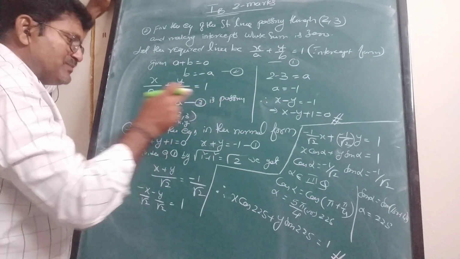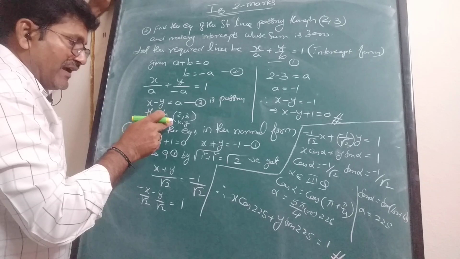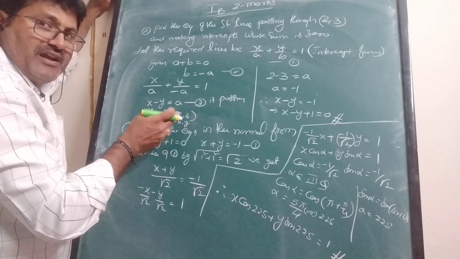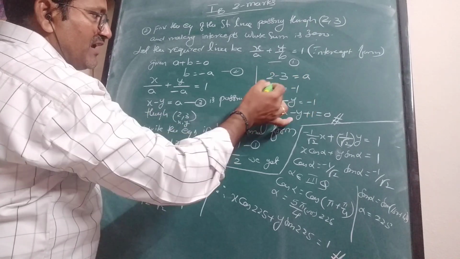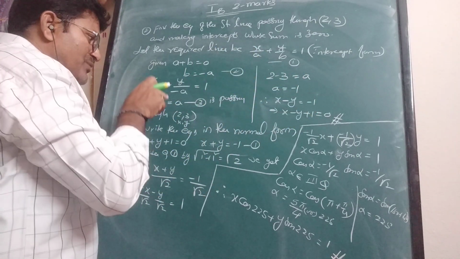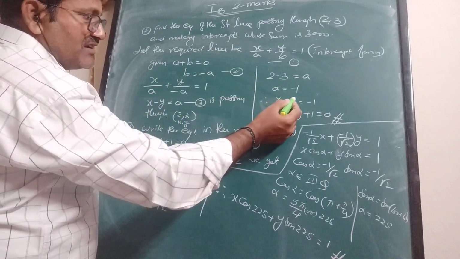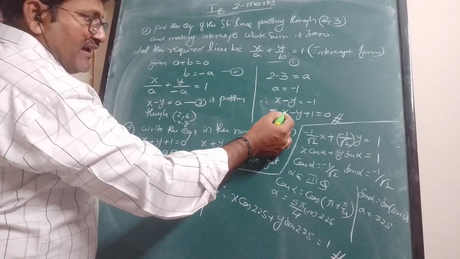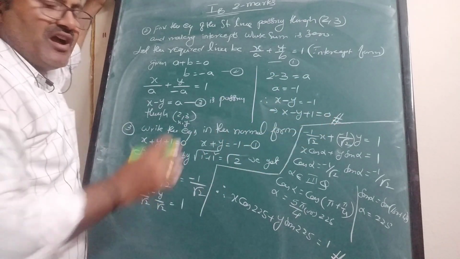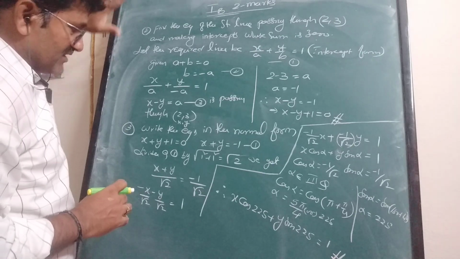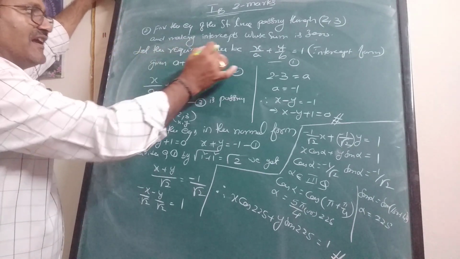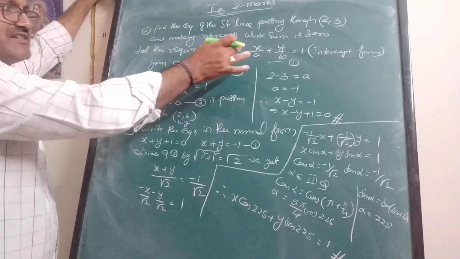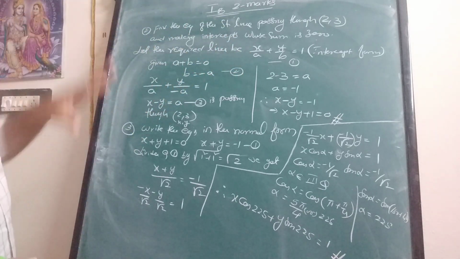And this line is passing through (2, 3). Take (2, 3) as (x, y) and substitute in this. Then you will have 2 - 3 = a, so the value is -1. And again you substitute in equation 3. x - y = -1, or x - y + 1 = 0 is the required equation. This is a 2 marks question. Everything you have to write like this. Let the required line be like this, x/a + y/b, intercept form like this.